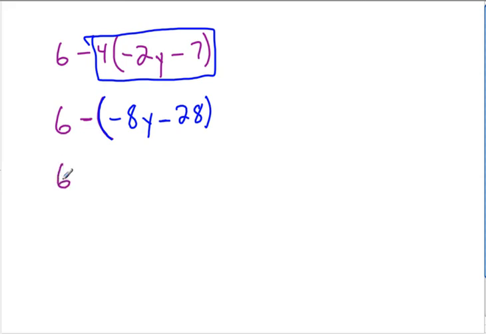So 6, so we had a negative 8y, but we need the opposite of that. And then we have this minus 28, but we need the opposite of minus 28. So we get our like terms. 28 and 6 becomes 34, and this 8y is also there. That would be the final answer. Let me just double check my work there. 6 plus 8y plus 28. Yeah, okay. Let me try some more.